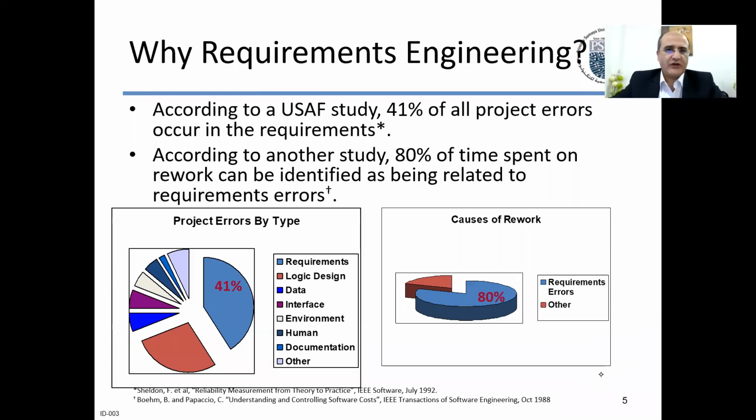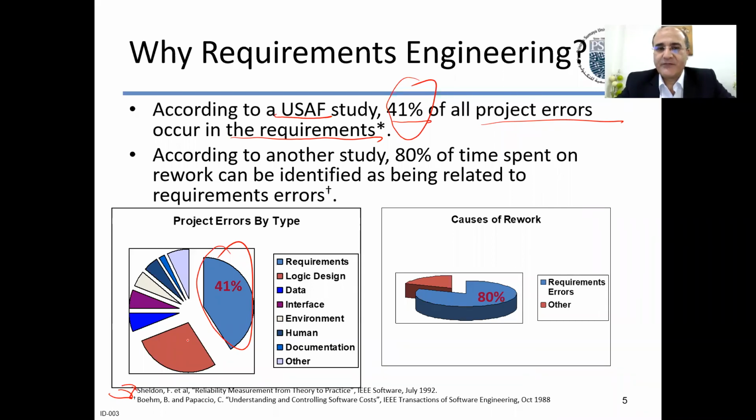Why is requirements engineering important? A study, here are the references at the bottom. A study by the US Air Force showed that 41% of all project errors they had happened in the requirements phase. Because you had wrong or inaccurate requirements, you get errors in your product afterwards. And the percentage is 41, and it is the largest. So if you don't write your requirements correctly, you'll get more problems.